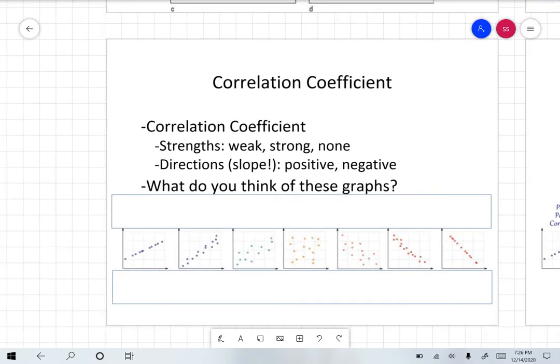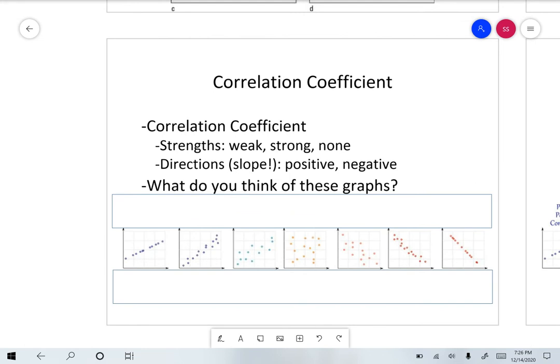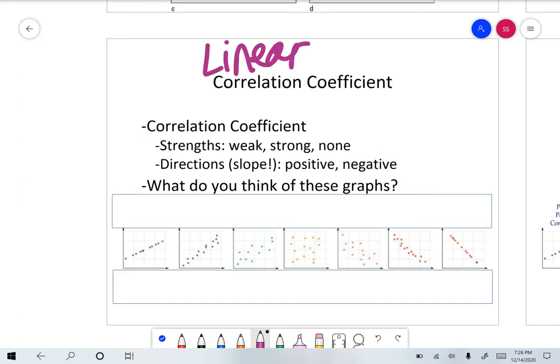Okay, let's talk about correlation coefficient. Again, correlation coefficient is measuring the strength and direction, think slope, of a linear relationship. Okay, and I'm going to emphasize this is for linear relationships.